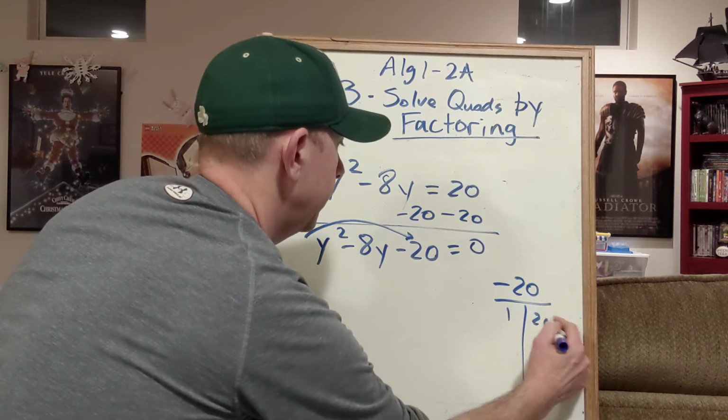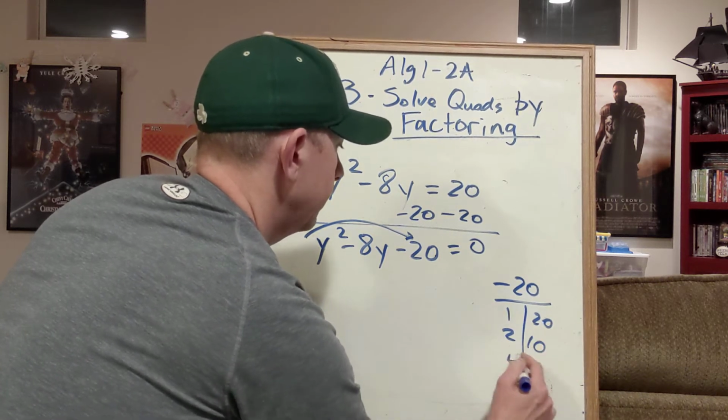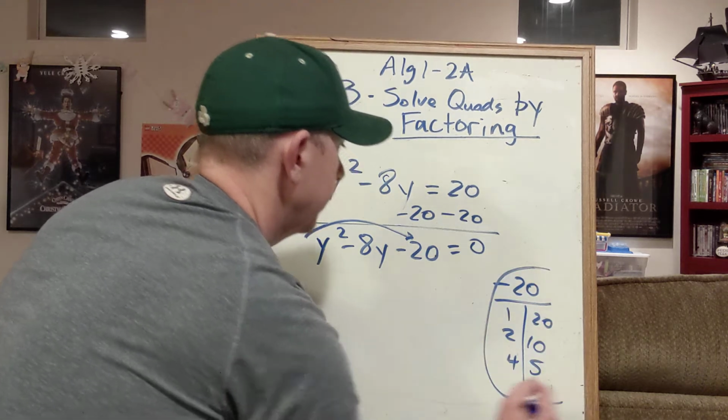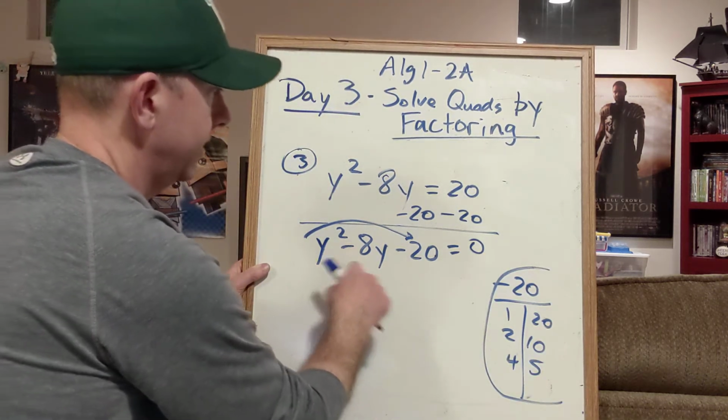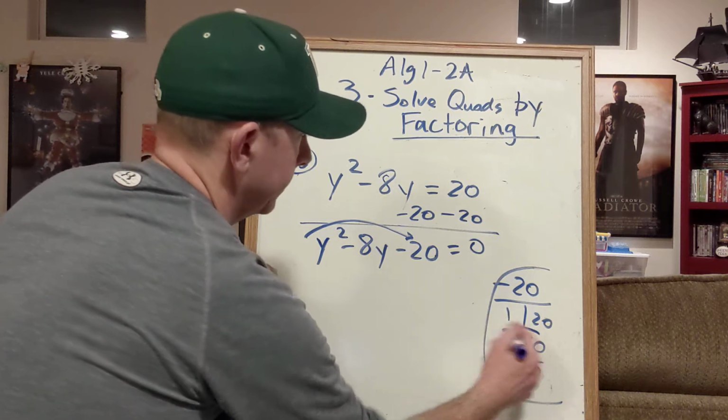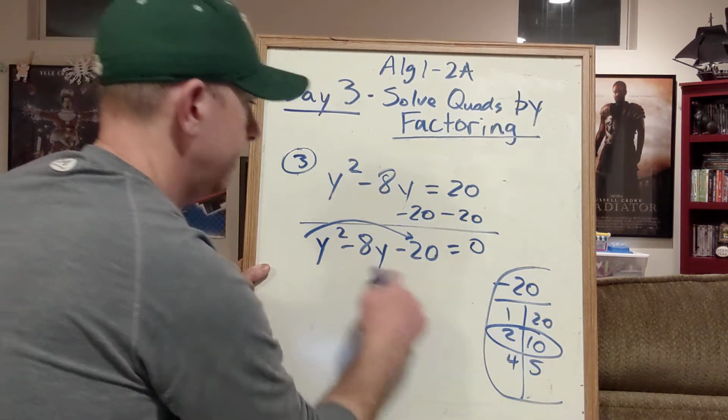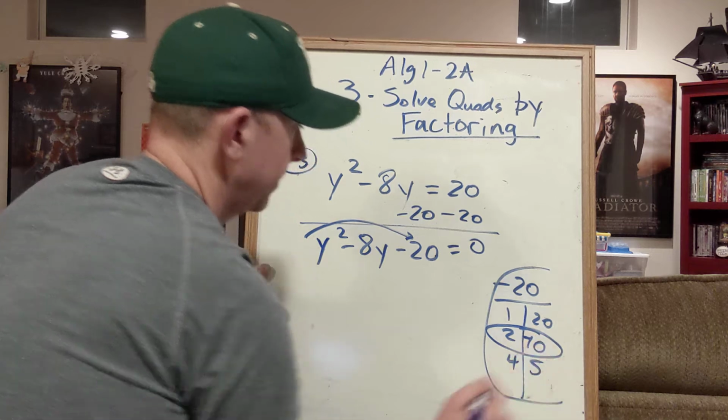I got 1 and 20, 2 and 10, 3 doesn't work, 4 and 5. So we have to decide which one will combine to this by subtraction. That's going to be the 2 and the 10. Now it's negative 8, so the larger one is going to be the negative.